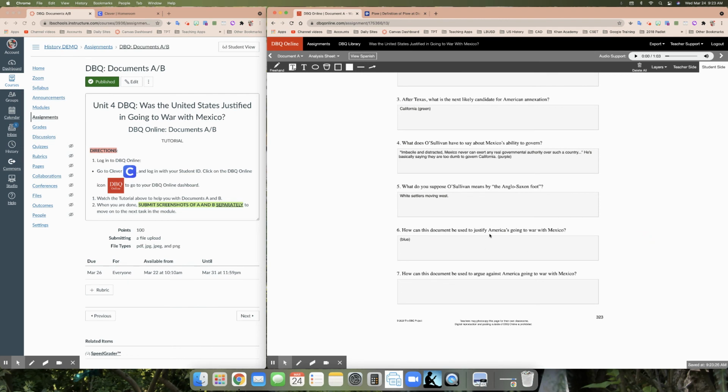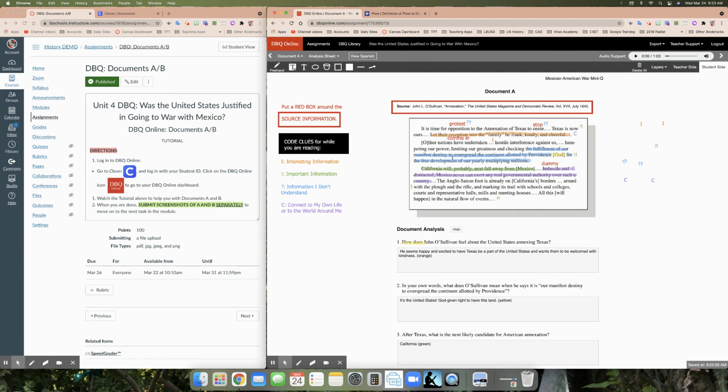How can this document be used to justify America's going to war with Mexico? Well, what I've highlighted in blue, they feel like it's their God-given right. Many white settlers feel like it's their God-given right to be there, to own that land, so they should be able to take it. Okay.